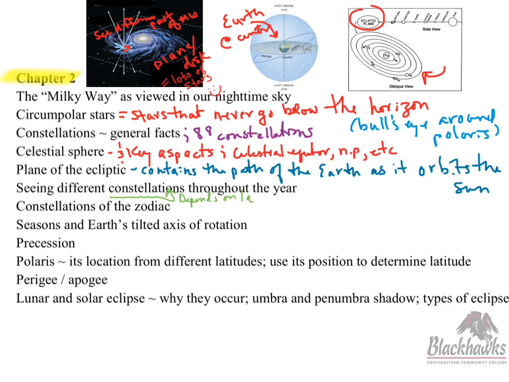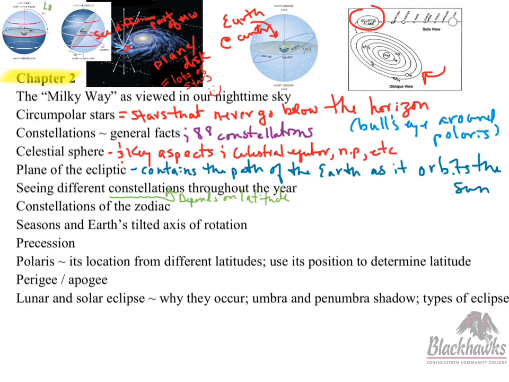The next one, we see different constellations throughout the year. And I want to remind you in green here that it depends upon your latitude. Remember, latitude is where you're at relative to the equator. So I think your textbook did a good job here.